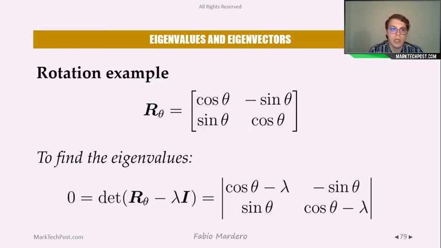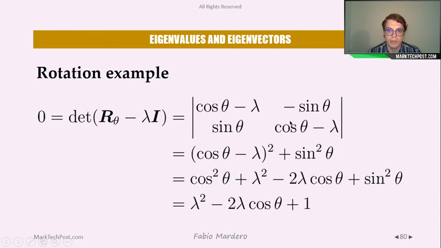Let's take a look at this example, the rotation example. In the previous course, when we talked about analytic geometry, we already saw how to define the transformation matrix of a rotation linear map. To find the eigenvalues of this transformation, we have to compute the determinant of R of theta minus lambda I. We need, of course, to impose this determinant equal to 0. Again, here is the expression of the determinant.